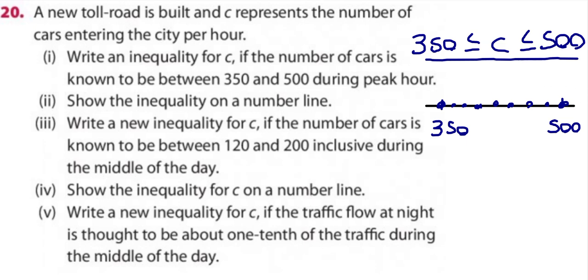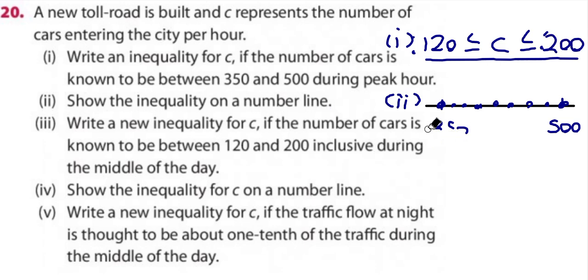Okay, so it's your job now to do parts 3, 4, and 5. On the next one, part 3, write an inequality for C, which is 120 to 200 inclusive. Well, that's very similar to part 1, isn't it? What's the only thing I do differently? So just 120 and 200. That's reasonably easy. We all good?